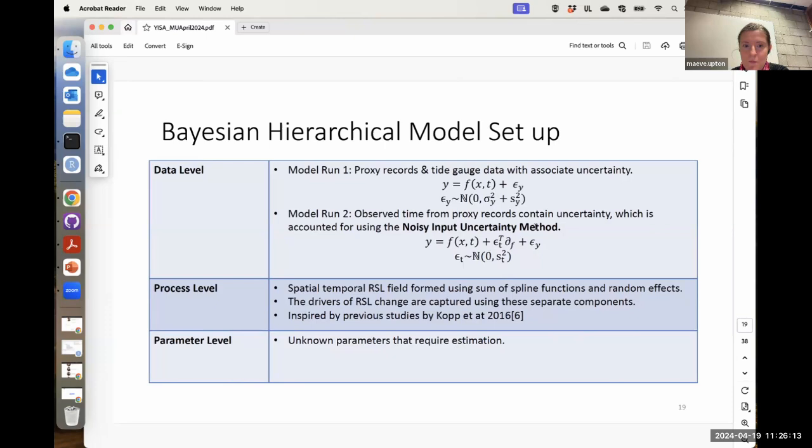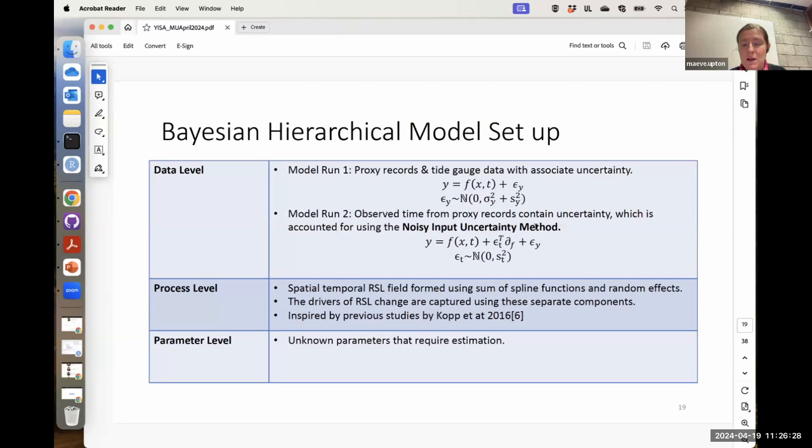At our process level, we have a spatio-temporal relative sea level field. It's formed by a sum of random effects and spline functions. And the idea is that we're going to try and capture these different drivers of relative sea level change.